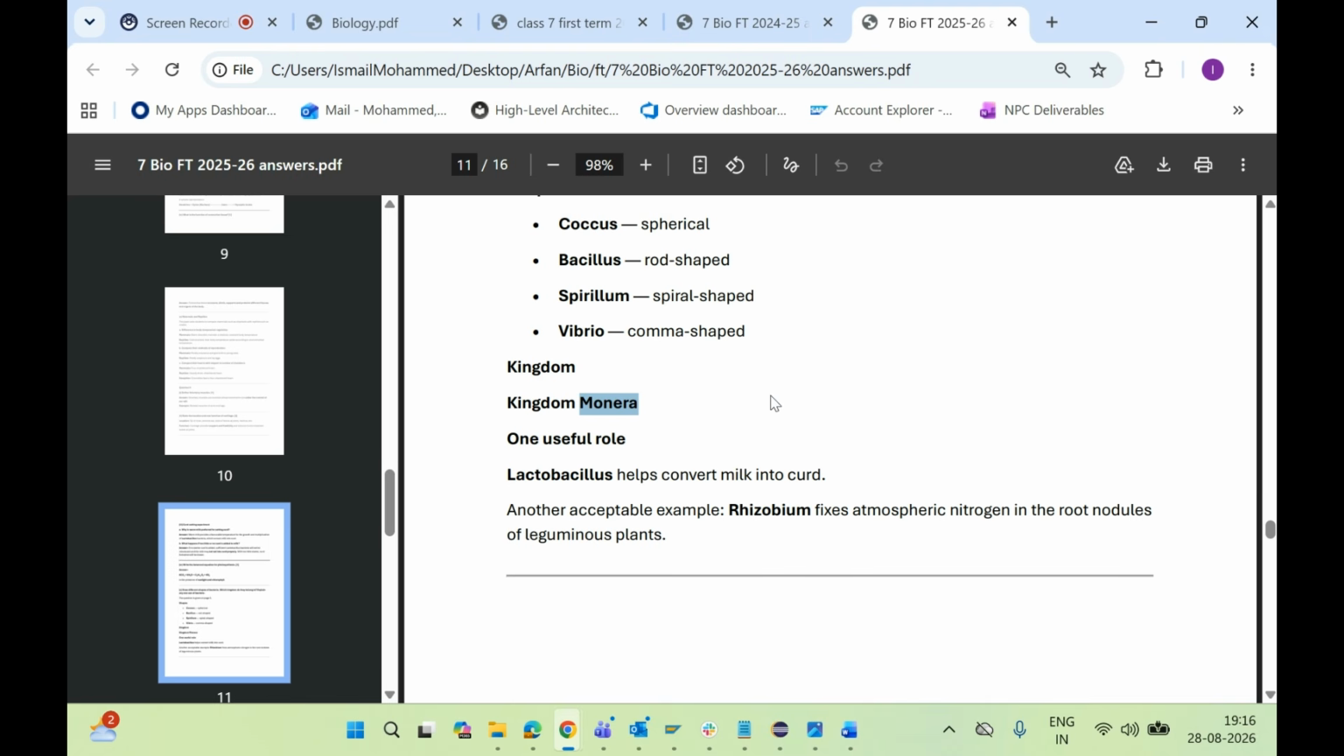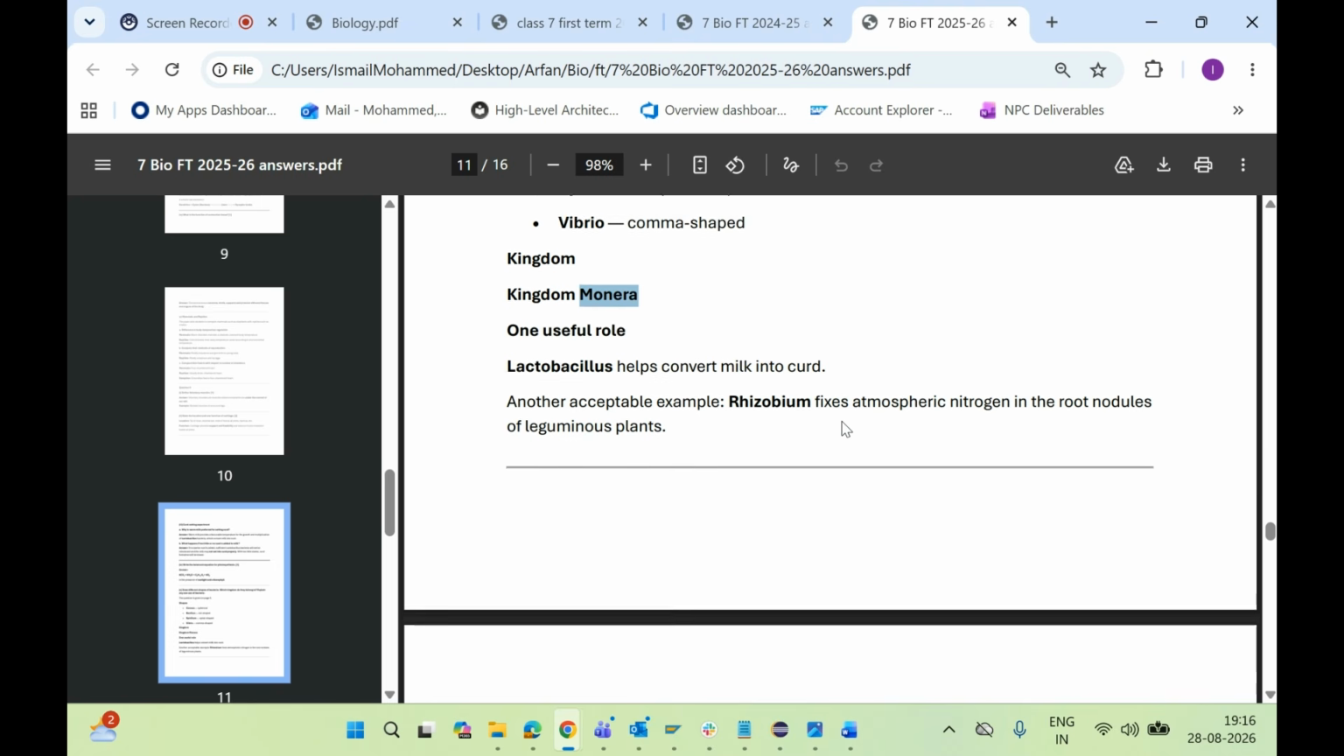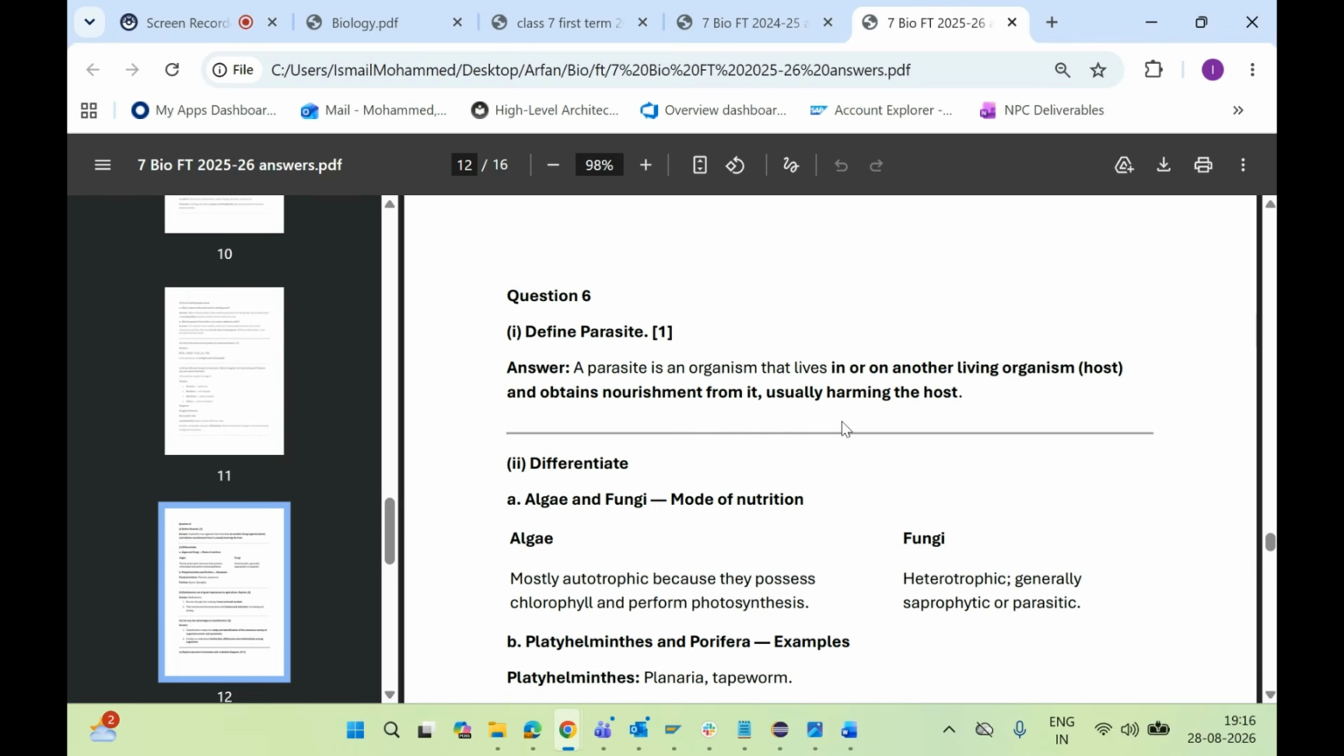Kingdom Monera, kingdom fungi, kingdom Mammalia, and two other kingdoms are there. Just check in the textbook. Okay, five kingdoms are there in total.